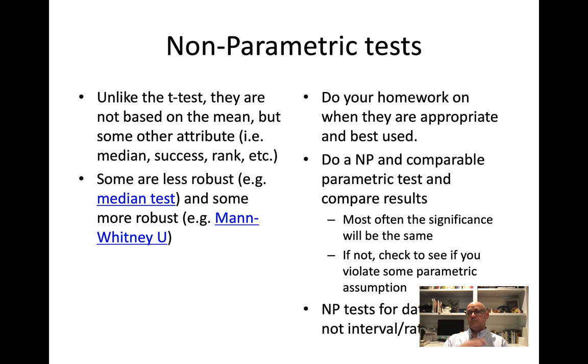So if you have a small sample, or if you are not using interval ratio data, you'll have to use a similar non-parametric test. Just do a couple of Google searches and you'll figure out which one fits best for the kind of data or the sample size you have. Honestly, when you do a non-parametric test and a comparable parametric test, they're going to give really similar results. But if they don't, check to see if you violated some parametric assumption. We could talk about those another time, more or less about sample size, the distribution of the sample mean, and some other things like that.